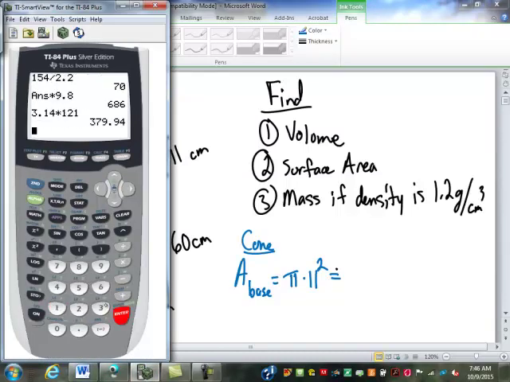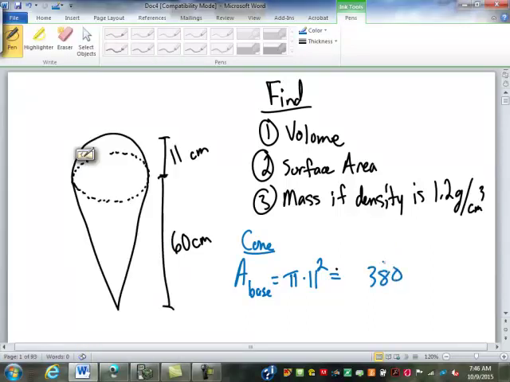Gives us 379.94. Is that what you come up with? Yeah, that's 11 squared. I just saved a couple keystrokes. So depending on whether you use the pi keyword, that's about 380. We're going to put it in as 380.